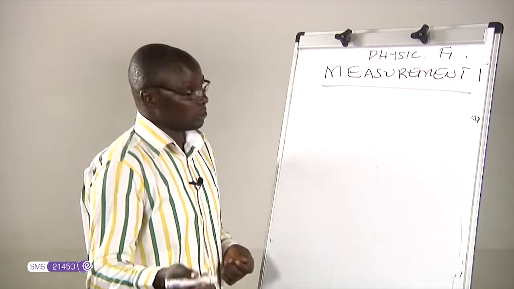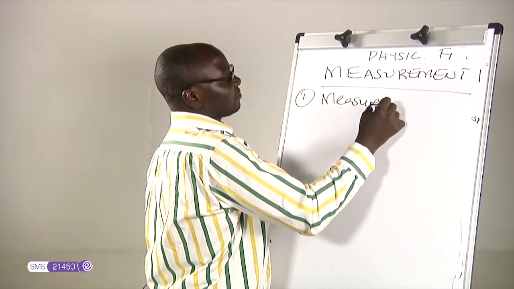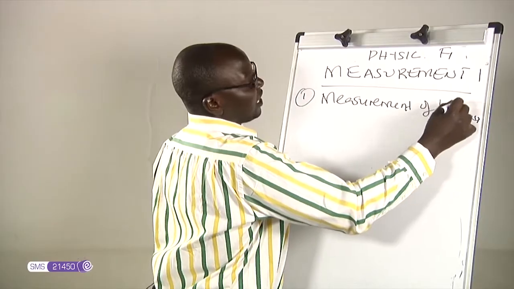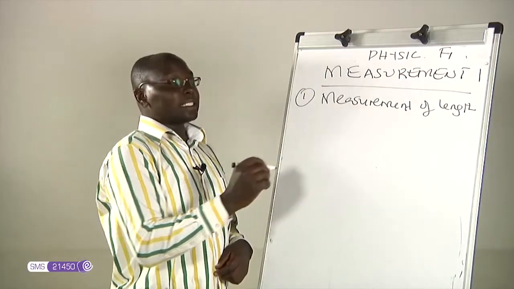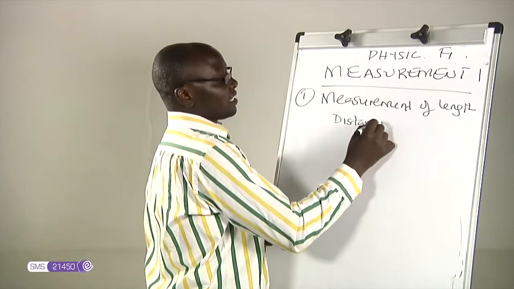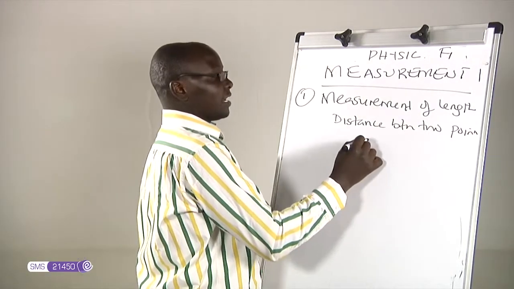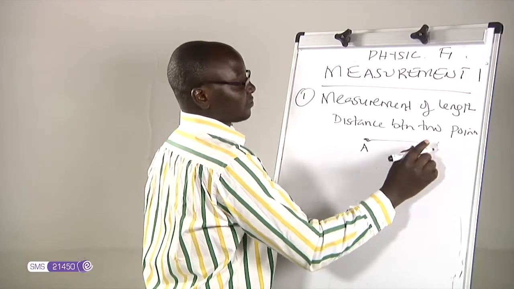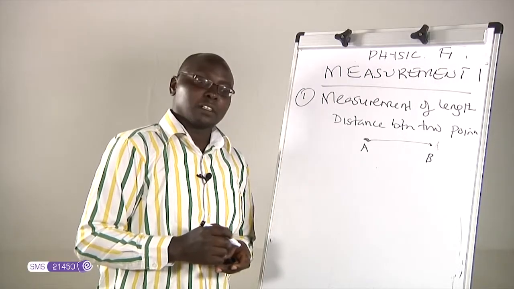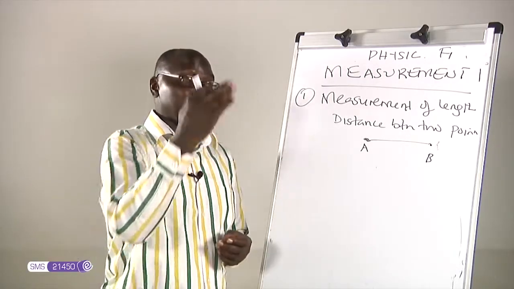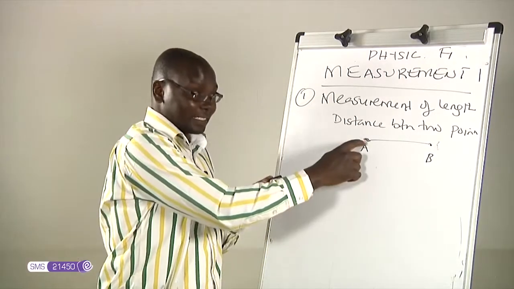And we are going to start by measurement of length. We define length as a distance between 2 points. I have point A here and I have point B there. And these 2 points can be as close together or very far. The point A can be Nairobi and the point B can be Nakuru. The point A can be here, literally here and there.